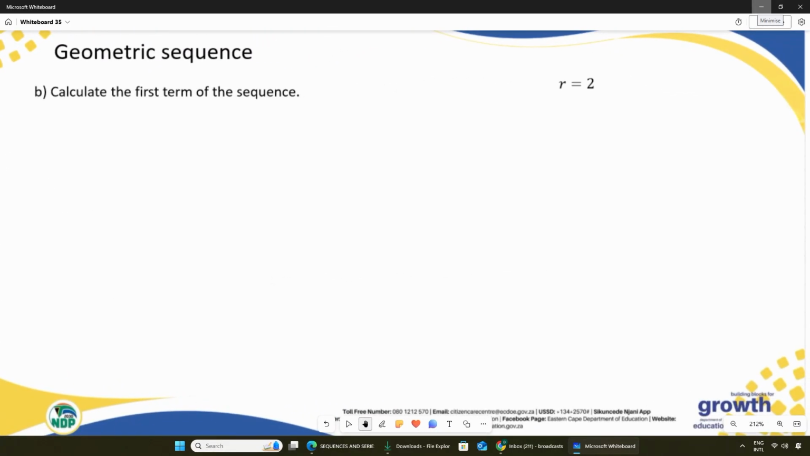Calculate the first term of the sequence. Remember, the first term of a geometric sequence is A. Now, you know that R is equal to 2. That simply means you're going to use the general formula, which is Tn is equal to AR to the power of n minus 1. That is the general formula that we're going to use. Okay, let's go to the next question.